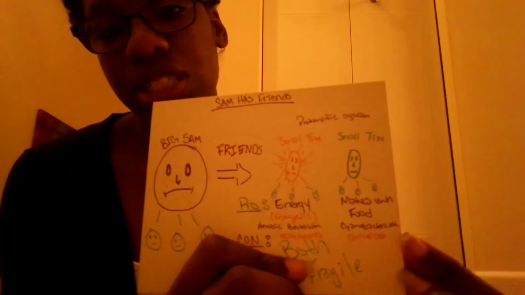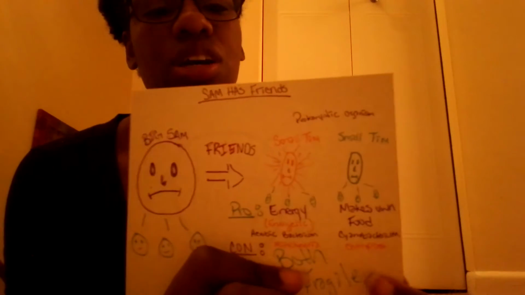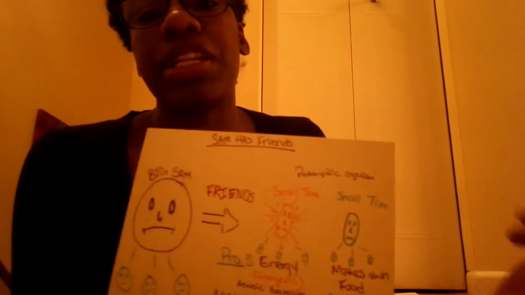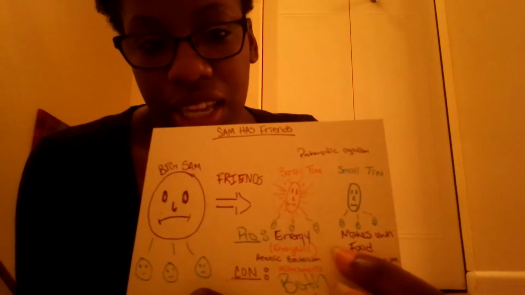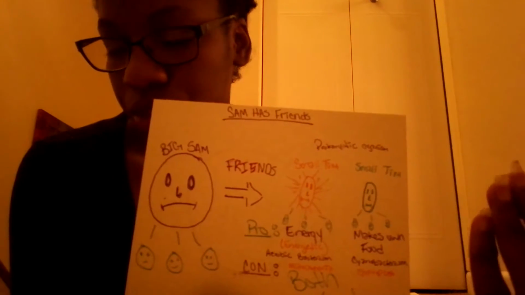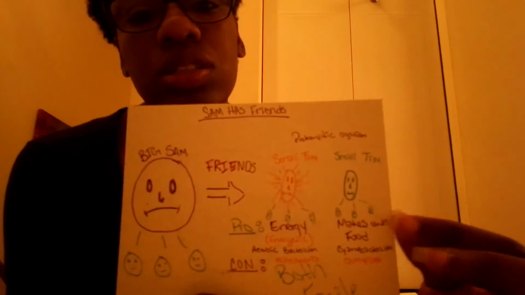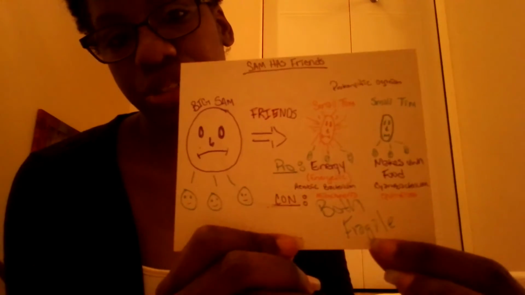Now, with Small Tim, it makes its own food. It's a cyanobacterium at its first stage, but later down the road it turns into chloroplast. I can never say this word. So chloroplast makes its own food. It gets its food from photosynthesis. So you have your two friends. Those are the pros of the two friends, but the con, of course, is that they're both very fragile.